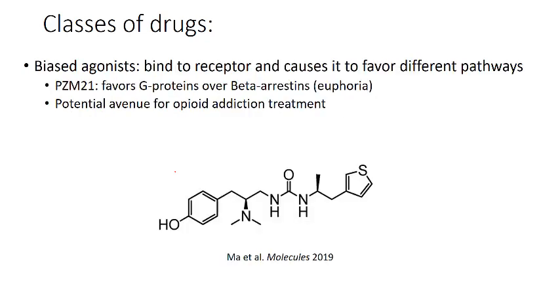Biased agonists are drugs that bind to the receptor and cause it to favor different pathways. This is a relatively new class of drugs that we're looking at. One recently discovered molecule is PZN21, which was found and hypothesized to cause the mu opioid receptor to favor interacting with G proteins over beta arrestin. Developing drugs that bind but downregulate the pathway that can lead to euphoria are a potential opioid therapy.